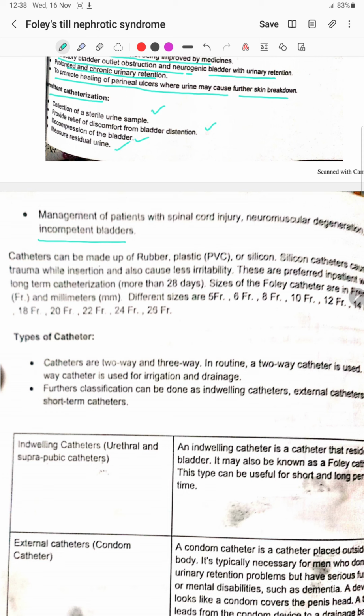The catheters can be made up of rubber, plastic, PVC, or silicone. Silicone catheters cause less trauma while insertion and also cause less irritability. These are preferred in patients with long-term catheterization, more than 28 days. The sizes of Foley's catheters are in French and millimeter. The different sizes are 5 French, 6 French, 8, 10, 12, 14, 18, 20, 22, 24, and 26.